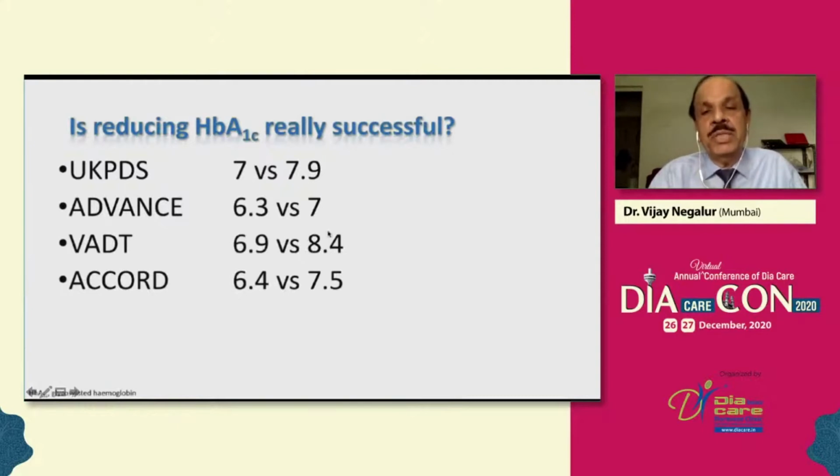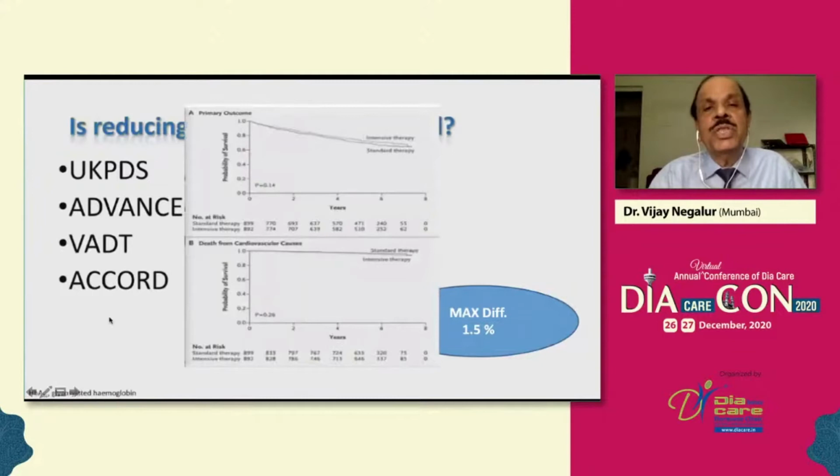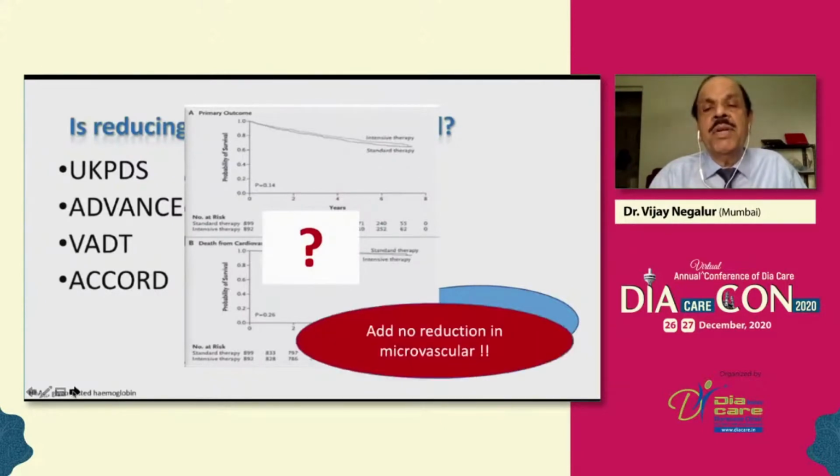But we have patients who are in the control arm of 8.4 A1C, whereas those who received intensive treatment were 6.9. But what did we see? This was a maximum difference of 1.5 A1C that we have seen. And with all this, there is no change in the primary outcome. There is no change in death from a cardiovascular outcome. Also, there was a small difference in the reduction of microvascular complications, where some 18 or 20 patients had reduced microalbuminuria in the VADT trial. So that is what we have observed with intensive glucose therapy.